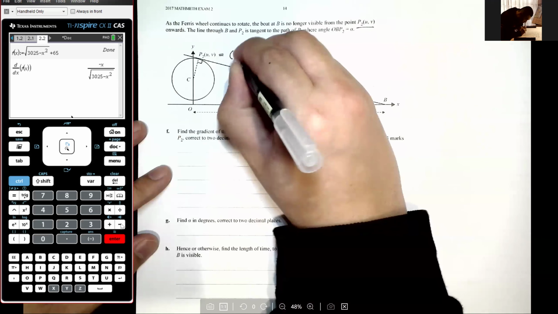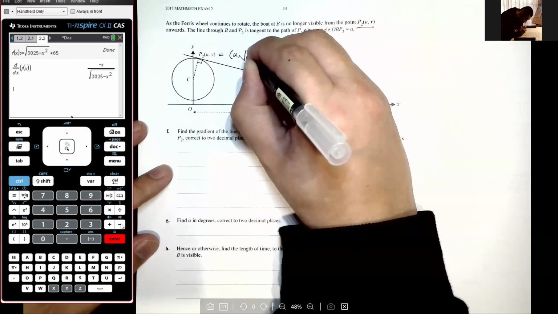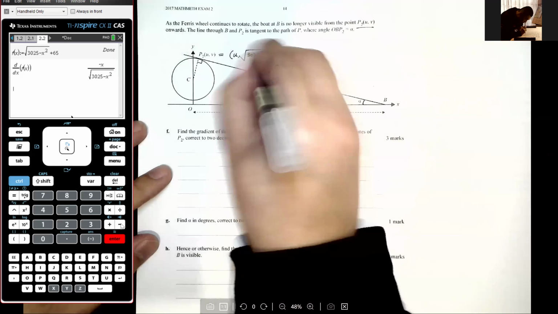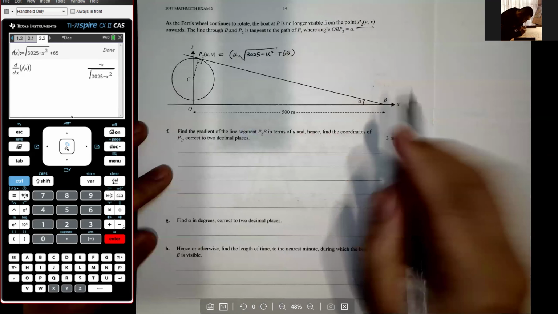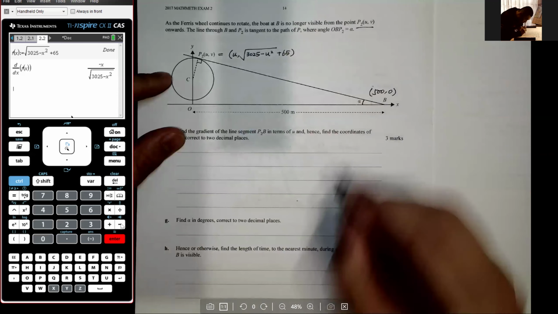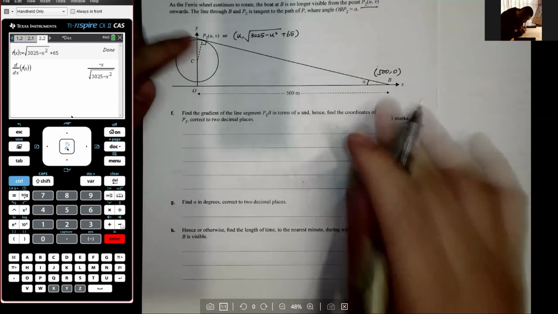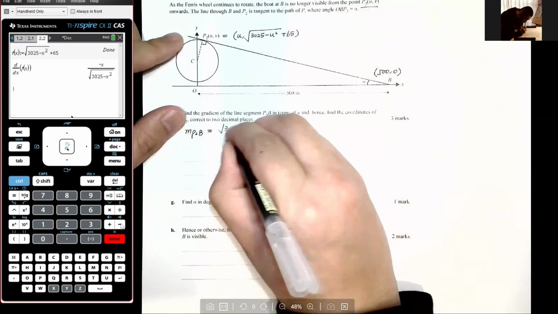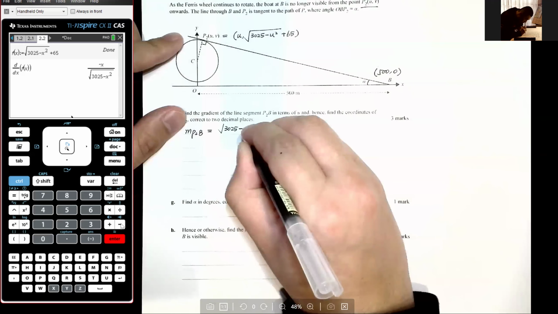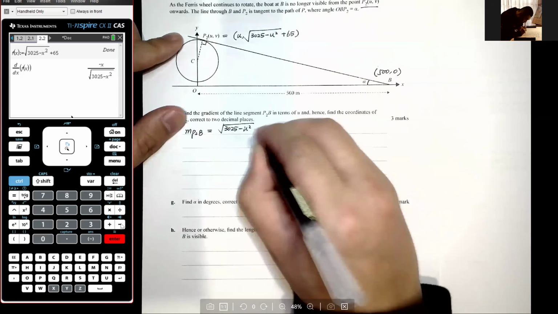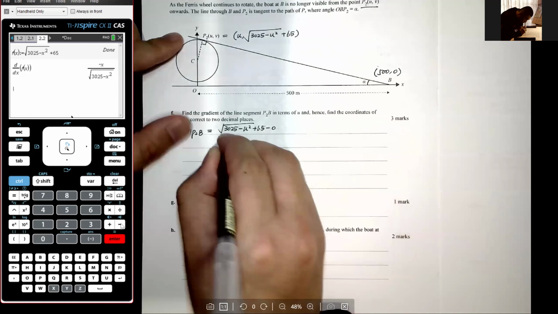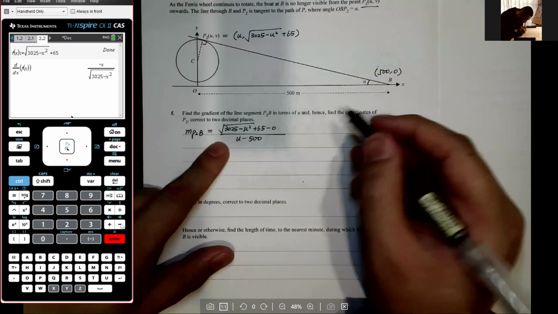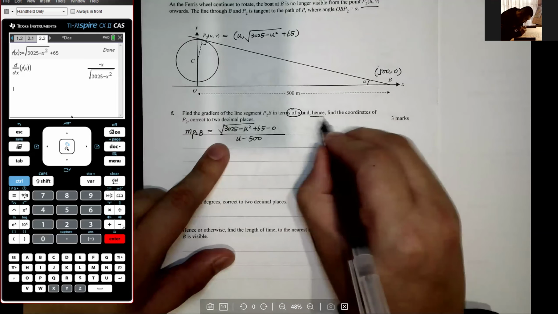You might want to write it explicitly, say U, comma, square root of 3025 minus U squared, plus 65, okay? And this point B is (500, 0), okay? So you can find a gradient of P2B. So we say V, or root 3025 minus U squared plus 65, minus 0, divided by U minus 500, okay? So that is a gradient expression in terms of U. And then hence find the coordinates P2.